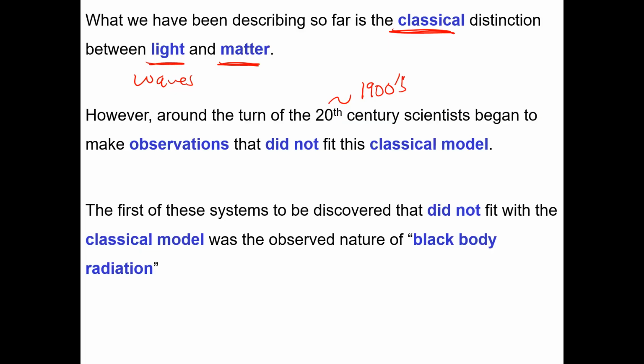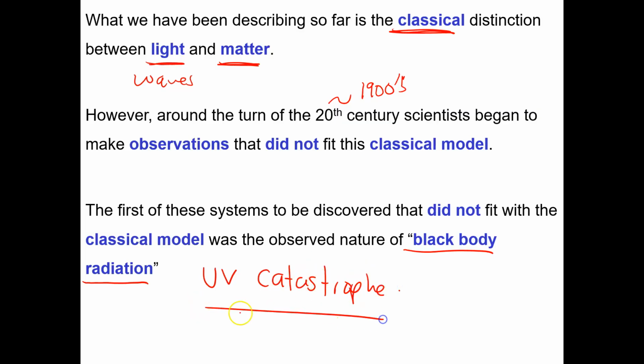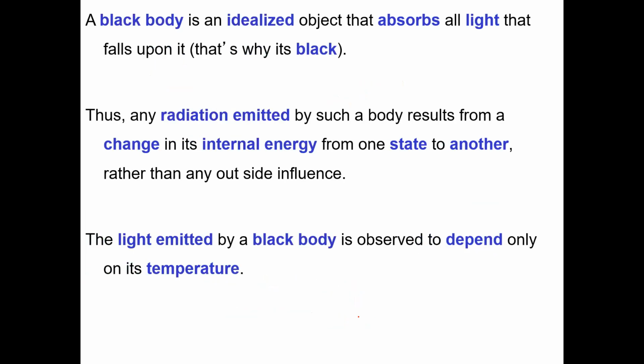The first problem that scientists had with the wave model of light was that of explaining what is referred to as black body radiation, and this was given the over melodramatic name of the UV catastrophe. Okay, so what the heck is a black body?